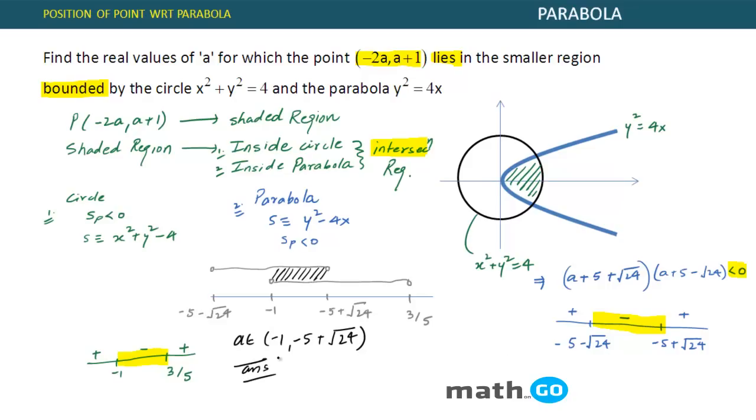In this case, we have applied both the position of a point with respect to a circle and the position of a point with respect to a parabola. This is how you solve questions on position of a point.